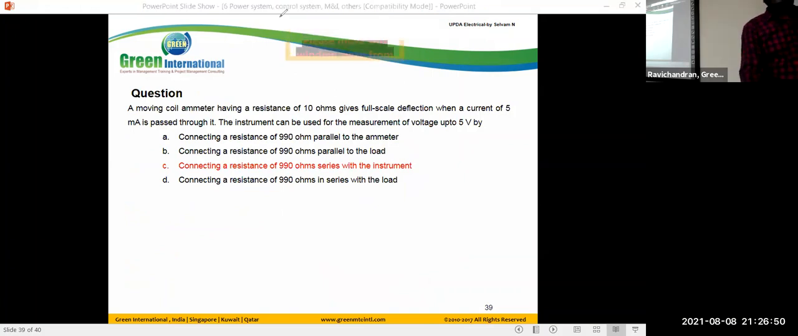So now the same ammeter, which is used to measure units of current, we are using as a voltmeter. Earlier, we used it as an ammeter to extend the rating. Here, the ammeter is not extending the rating, but is used to measure the voltage.